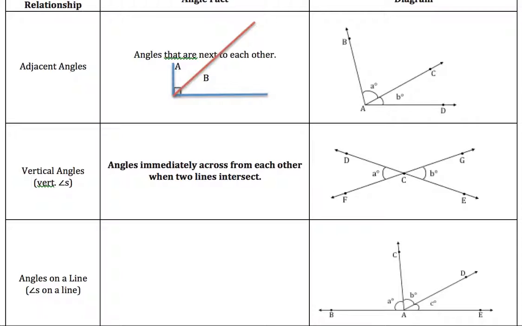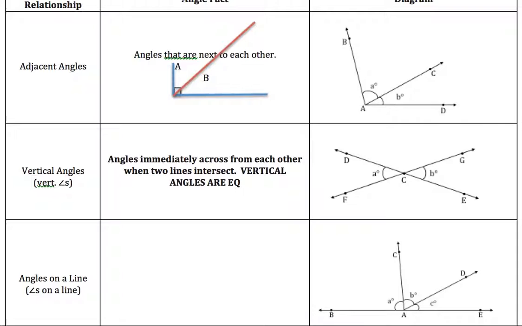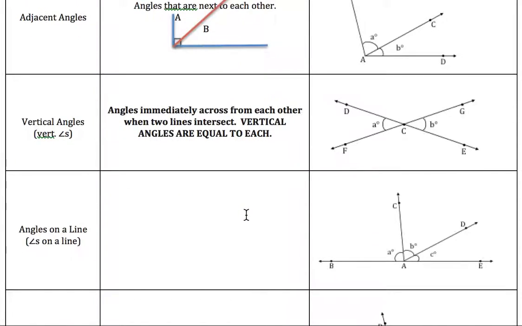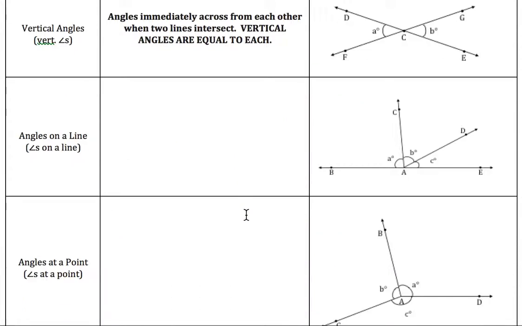And here's the important part. Vertical angles are equal to each other. So in this diagram, angle A and angle B would have to be equal. So if angle A was 22 degrees, then you know angle B is also 22 degrees. Here we have three adjacent angles, to use the vocabulary that we've been learning: A, B, and C.